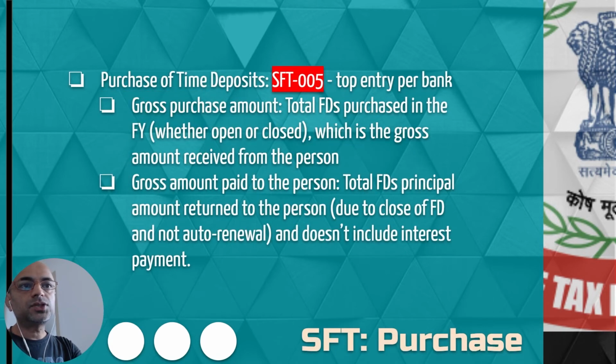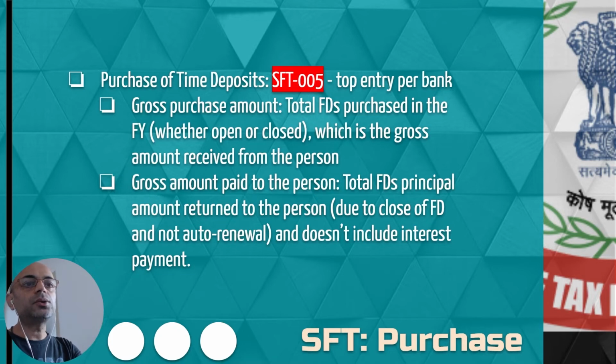SFT purchase. SFT005 will indicate the purchase of FDs. There will be one top entry per bank where you have purchased your FDs. Gross purchase amount will indicate the total FD amount that you have purchased from that bank in that financial year, irrespective of whether those FDs are currently open or closed as on 31st March of that financial year. That indicates the gross amount that the bank has received from you as part of purchasing the time deposit.